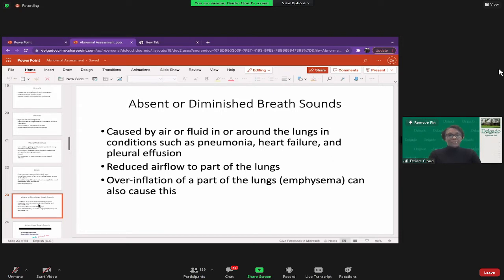Absent breath sounds, that's never good. You could have absent breath sounds in certain lung fields, and they could be caused by pneumonia, heart failure, and pleural effusion. Again, you need to find out what's causing it, get to the cause, and treat and assess.